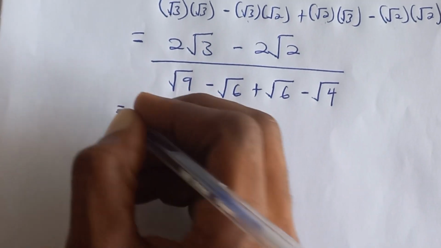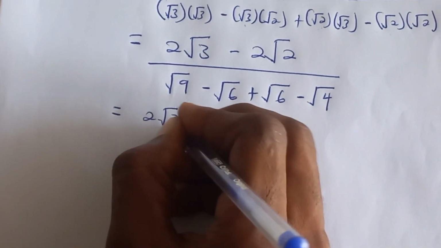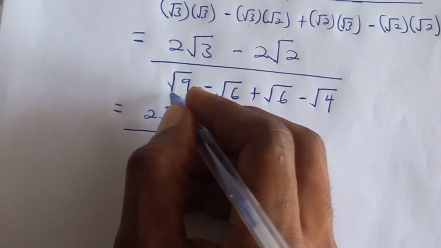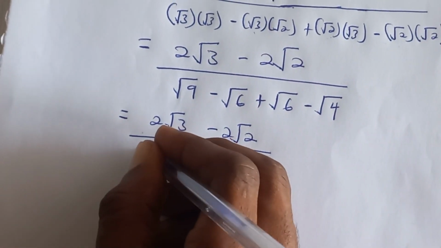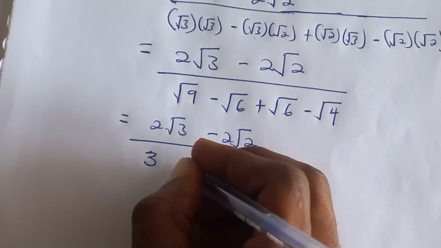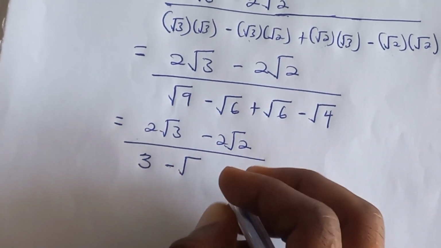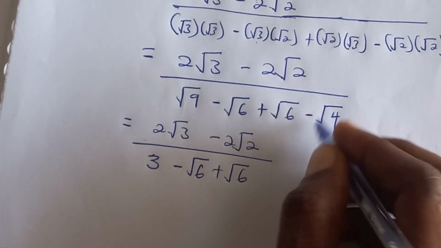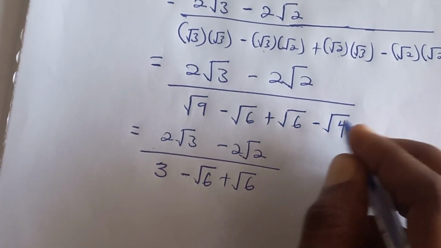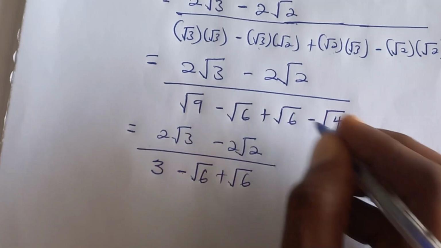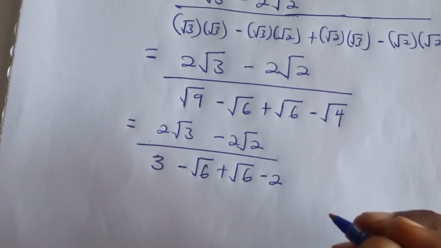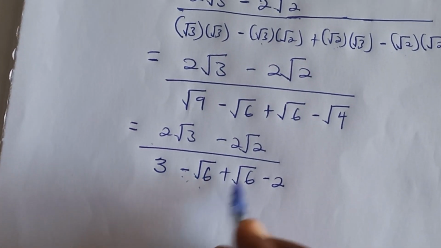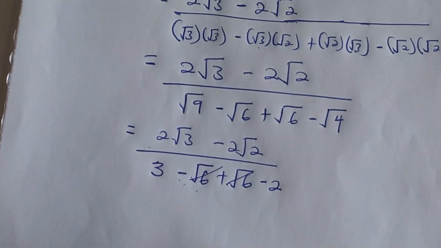We can say that 2 root 3 minus 2 root 2 on, you see that the root of 9 is 3. So we write our 3 here. Then minus root 6, because it's not a perfect square, plus our root 6. Then root 4. Square root of 4 is 2. So the sign here is negative. So we get negative 2. Good. And don't forget, this is minus root 6 plus root 6, so we can cancel out these 2.